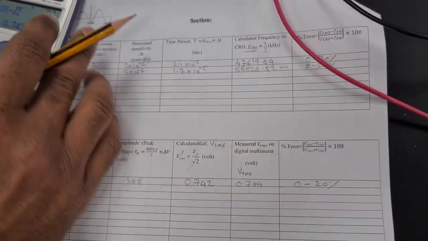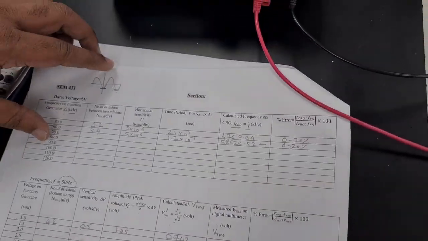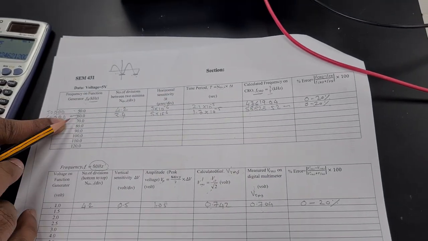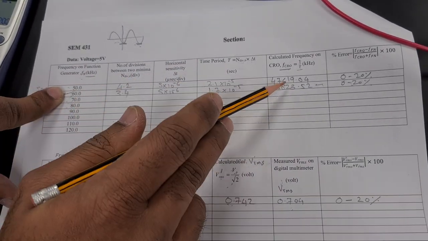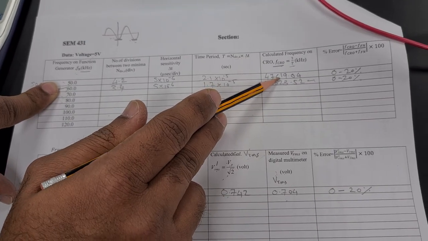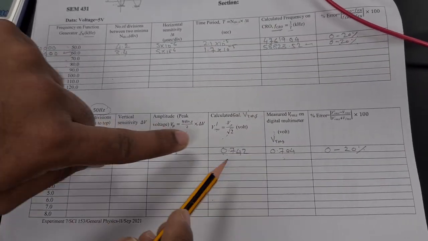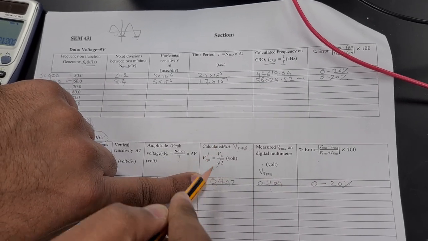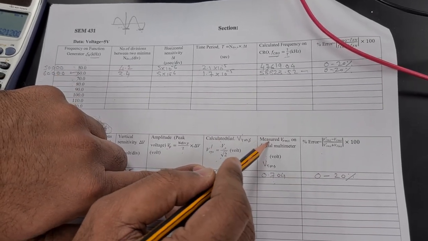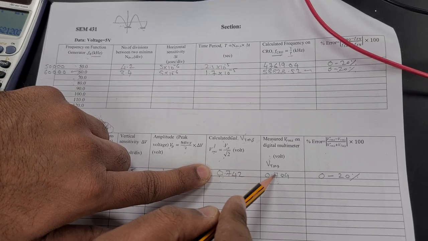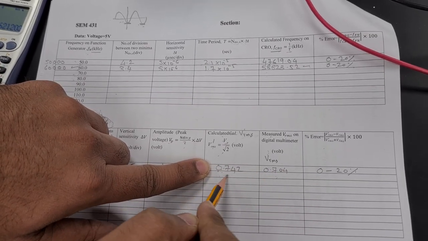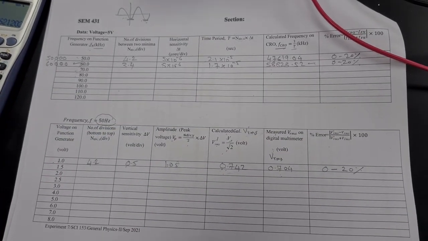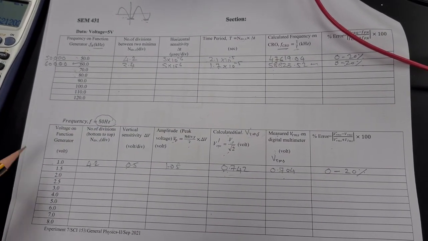In the previous table, we focused only on the frequency: what frequency you fixed on the function generator, and what frequency you got from the calculation. But in the second table, you are going to find the error percentage for the calculated VRMS and the voltage that appears on the digital multimeter. So when you see that both values are closer to each other, for sure your error percentage is between 0 to 20%.